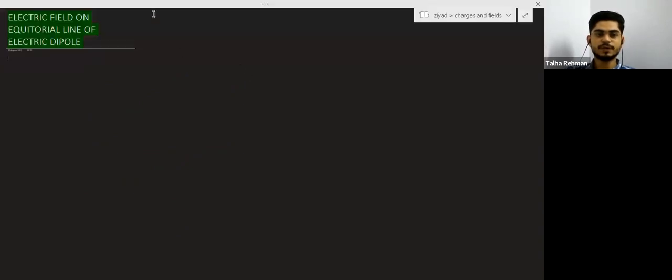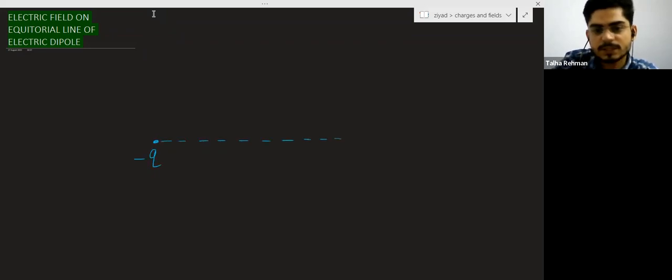On the equatorial line of an electric dipole. I have told you what the equatorial line is. Suppose we have a dipole like this, and here a positive charge. This is the dipole, and this is the center of the dipole. And suppose this distance is A, and this distance is A. We want to calculate the electric field at this point.